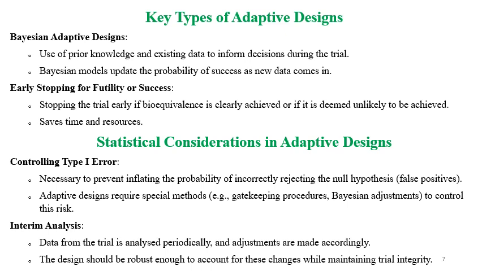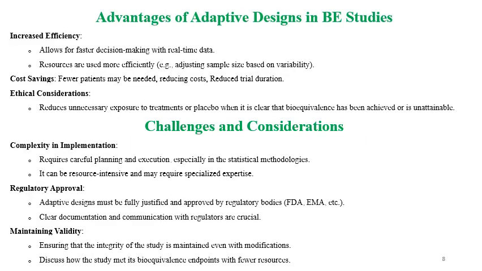Interim analysis. Data from the trial is analyzed periodically and adjustments are made accordingly. The design should be robust enough to account for these changes while maintaining the trial integrity. The adaptive design and the results should not lead to failure to maintain the trial integrity. And the design should be done in that way. There is no failure in the trial integrity, or you are not going to harm the trial integrity.